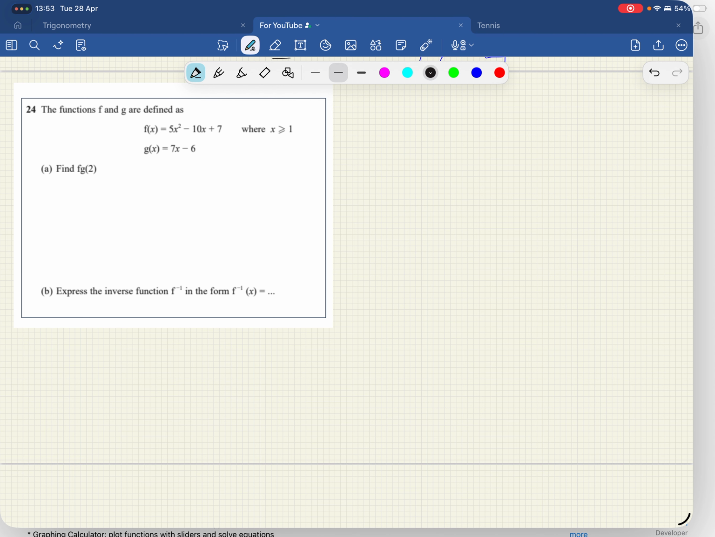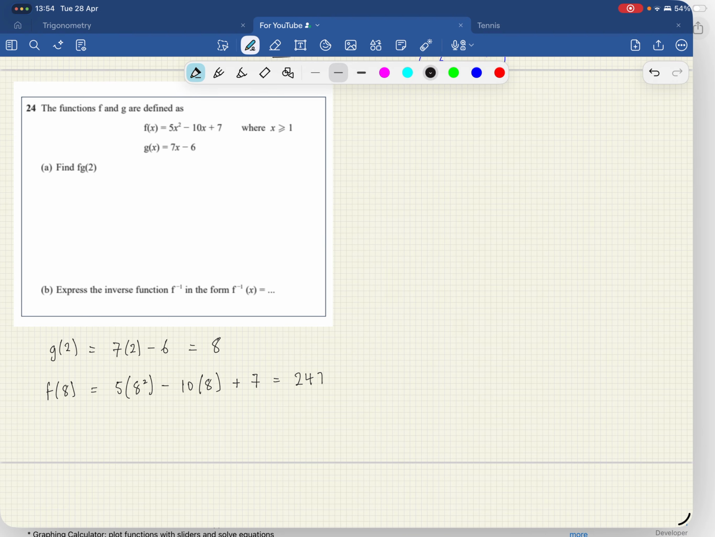And it first of all asks us to find f of g of 2, and that's pretty straightforward. G of 2, we work out by putting a 2 wherever we see the x in g, and that gives us 8. And then we've got to feed that into f. So now we do f of 8, and that's equal to 5 times 8 squared minus 10 lots of 8 plus 7, and you'd put that in your calculator, not doing what I'm about to do, which is doing it in my head. 5 times 64 is 320, minus 80 is 240, plus 7 is 247. Okay, so that's the answer to part A. That's not really what we're concentrating on, but I thought I'd do it.